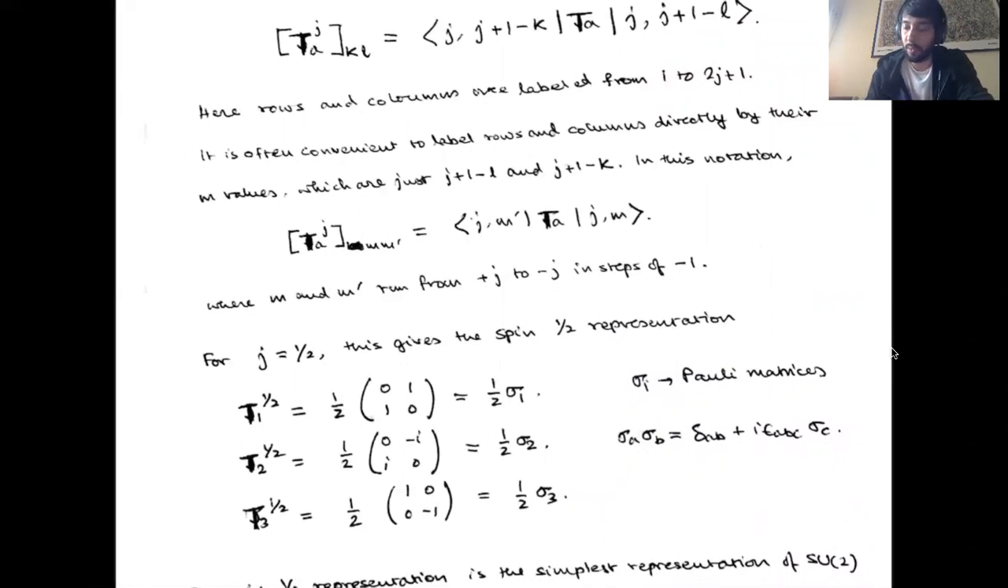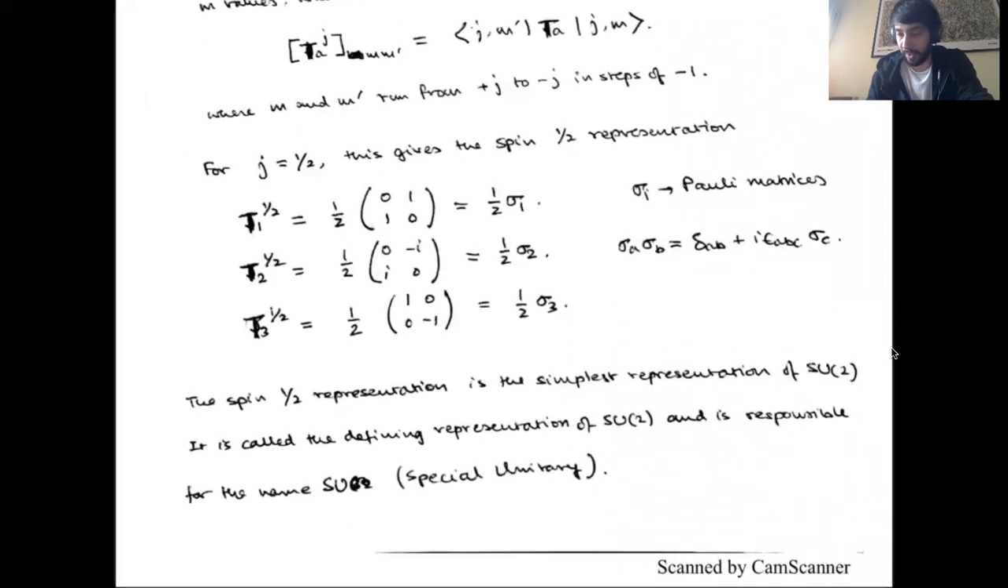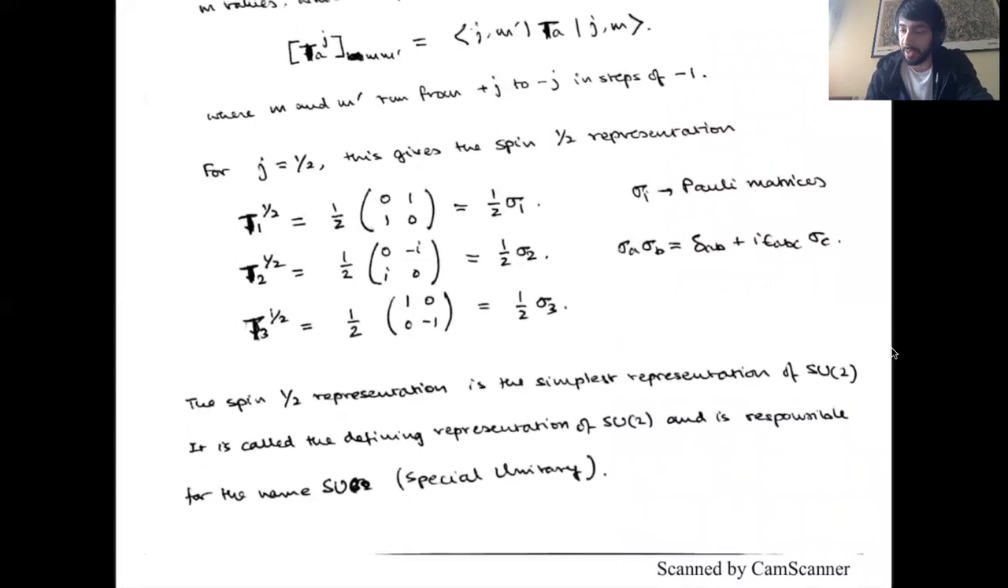One of the very important things is, if you're looking at the j equal to half representation, the spin half representation, these T's actually become Pauli matrices, half times them. The spin half representation is sort of like the simplest representation of SU2. It's also the defining representation, and it's also responsible for the name SU2. Okay, so special unitary two-dimensional things. So that's what you need to keep in mind.